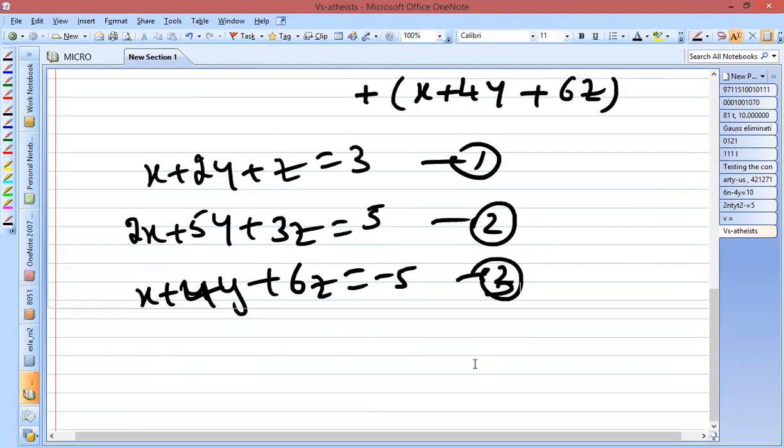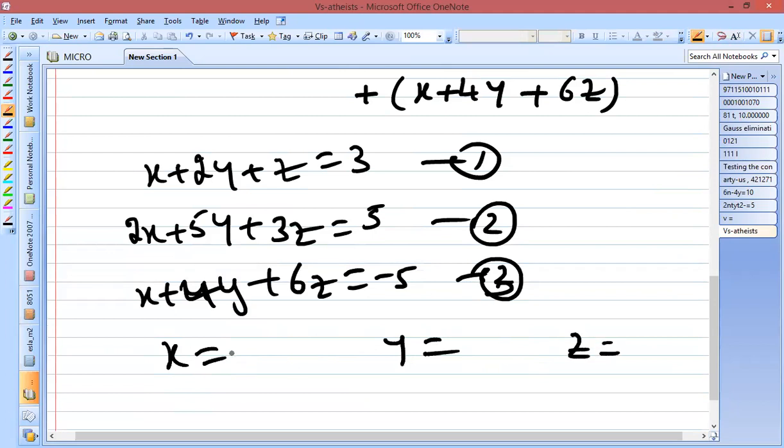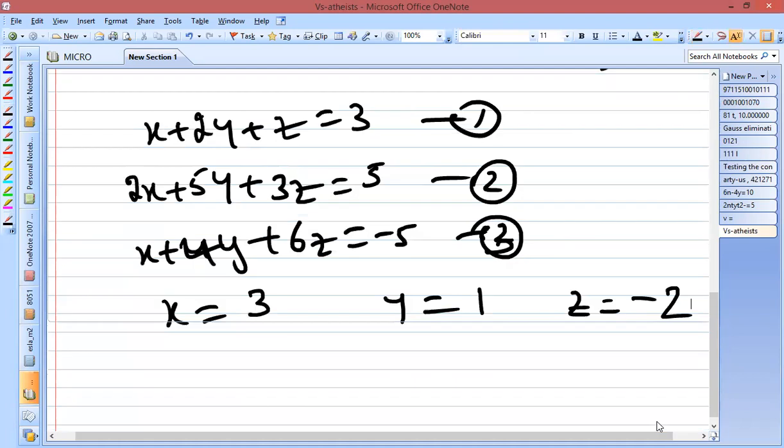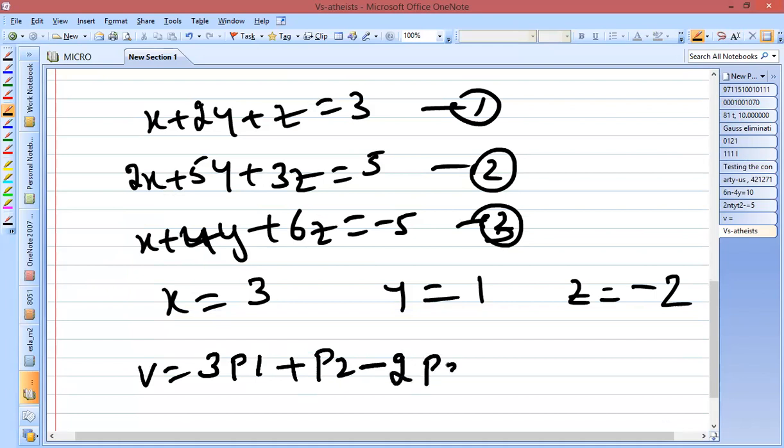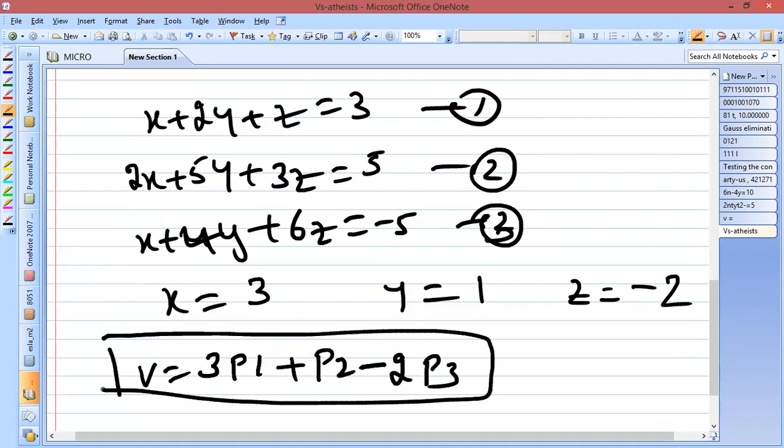You can use your calculator and tell me the answer. You can simplify and see the values of x, y, z. x is supposed to be 3, y is 1, and z is minus 2. Solve. So here v is 3p1 plus p2, that is 1 into p2 minus 2 into p3. So this is the linear combination of the given polynomial v in terms of the polynomials p1, p2, p3.